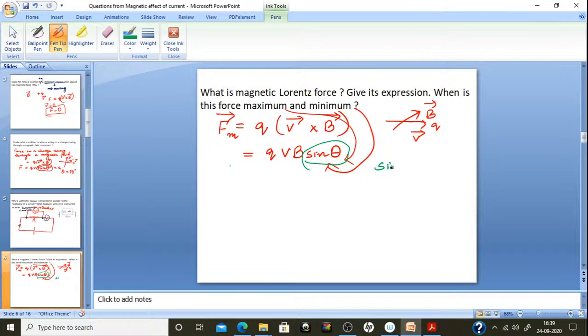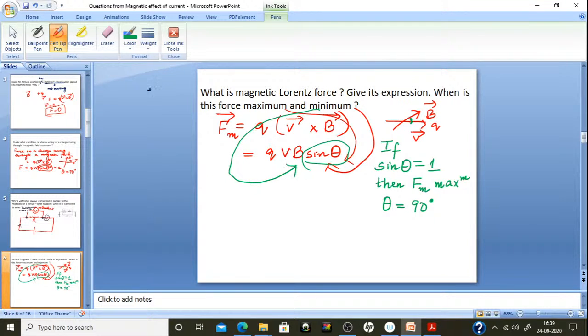If sine theta is equal to 1, then force Fm will be maximum. Okay. Now, when will sine theta be 1? When theta is 90 degree. And what is theta? Theta is the angle between V and B. So, this angle in this diagram is theta. Okay. So, when this angle is 90 degree, in that case your force will be maximum. Okay. This also I have answered in the last question, but now the main answer that we have to answer here is, when will it be minimum?